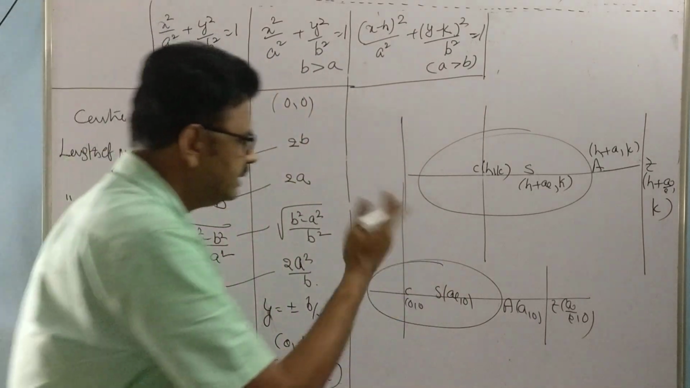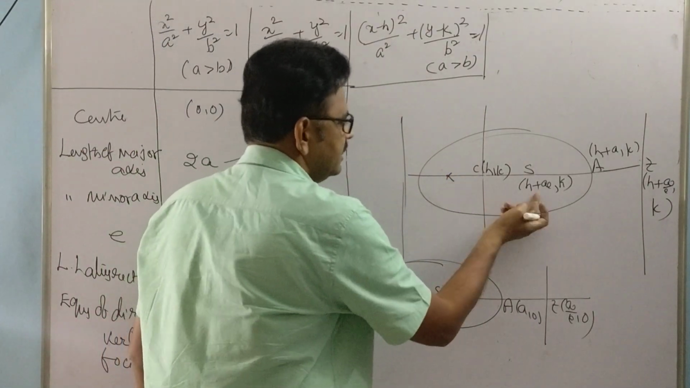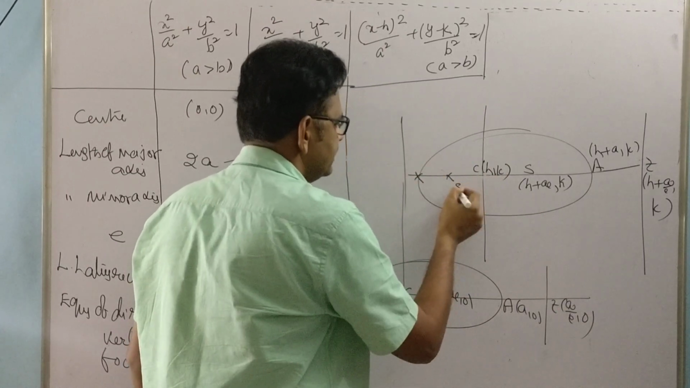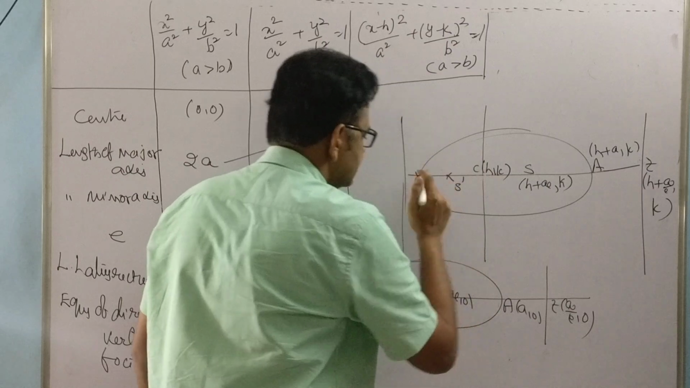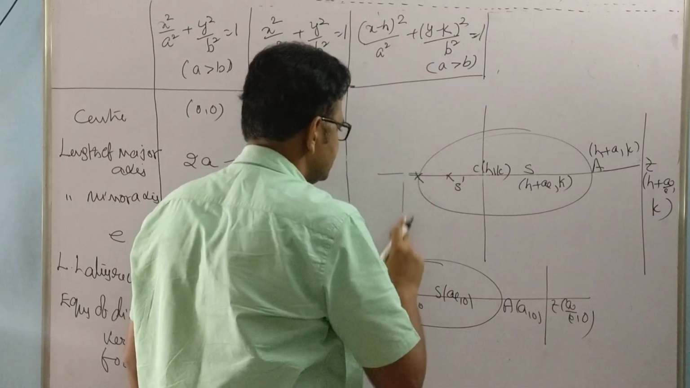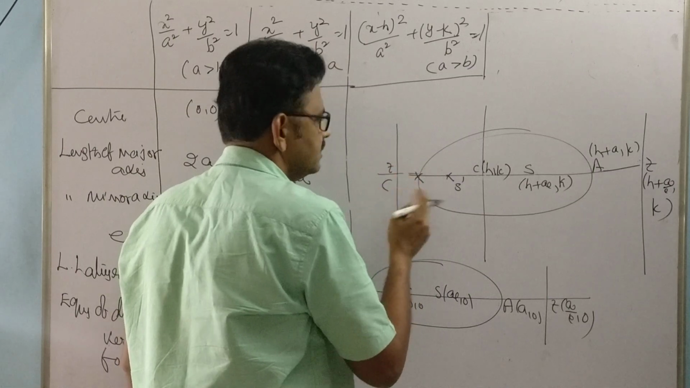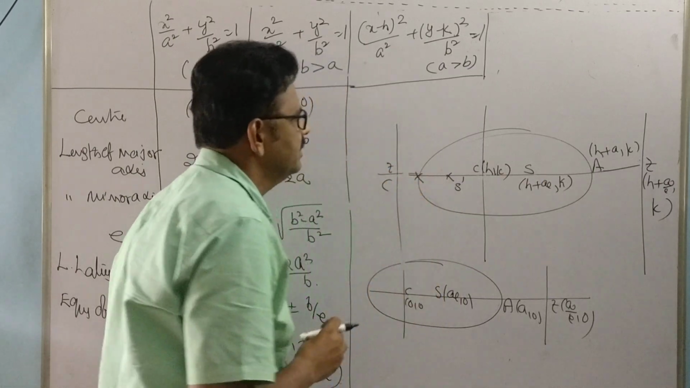Same as S coordinates, S dash coordinates are h minus ae, k. A dash coordinates are h minus a, k. And Z dash coordinates are h minus a by e, k.